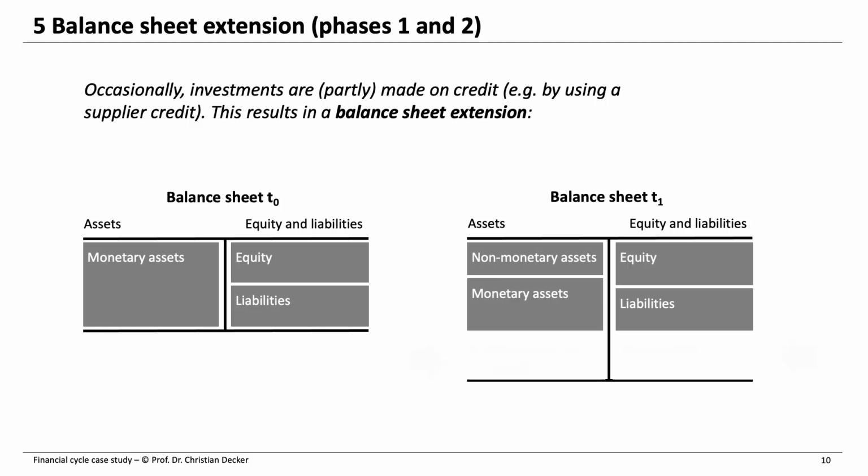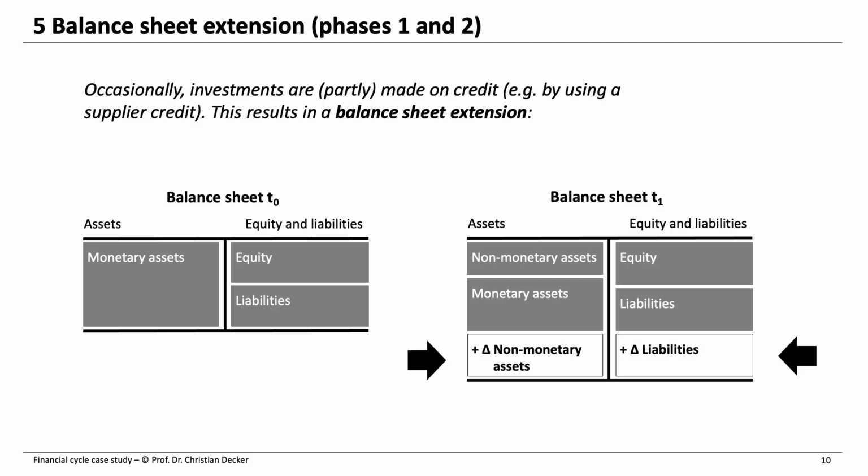On the asset side, a part of the non-monetary assets was financed by the use of monetary assets. The equity and borrowed capital borrowed at time T0 remains unchanged. Another part of the non-monetary assets, here designated as plus delta non-monetary assets, does not have to be paid immediately because a supplier grants a payment term. On the liabilities side, the supplier credit shows up as plus delta liabilities. Although no more non-monetary assets are purchased in total, the balance sheet is extended.